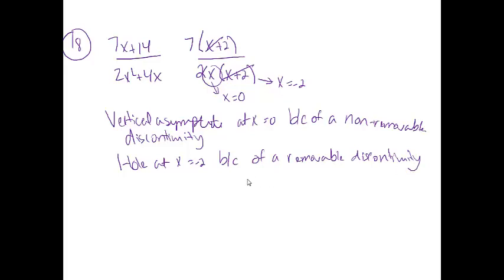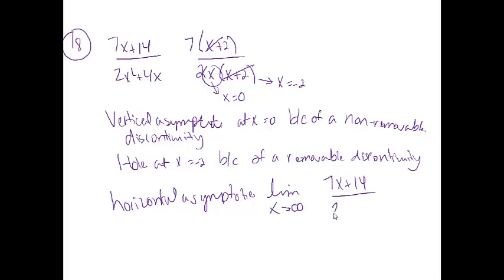Okay, the last thing it asked me to mention was the word horizontal asymptote. And horizontal asymptotes are not the same thing as horizontal tangent lines. If you refer to your 3-5 notes, a horizontal asymptote occurs when I'm finding the limit as x approaches infinity. So if I go back to my original problem, I have (7x + 14) over (2x² + 4x).